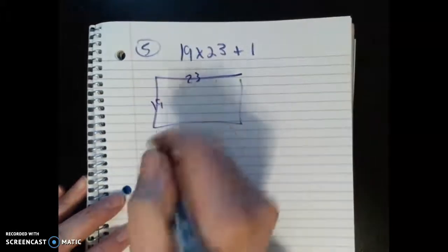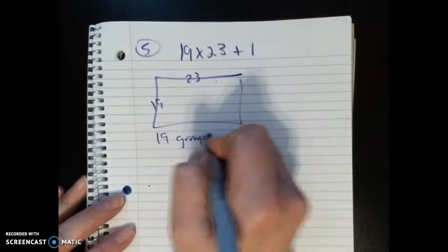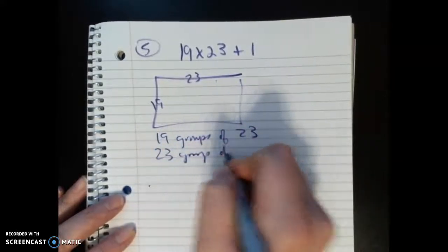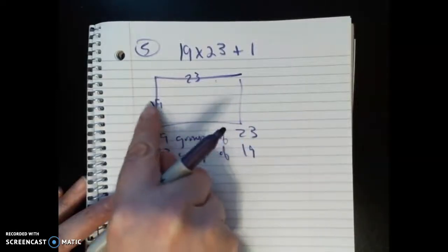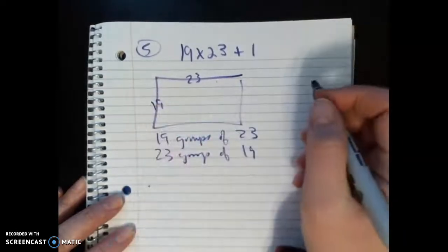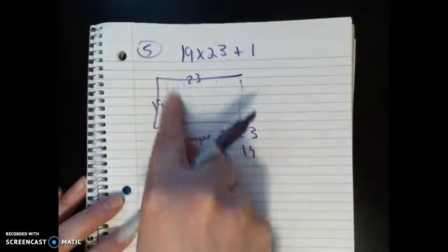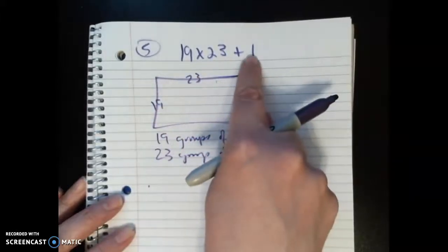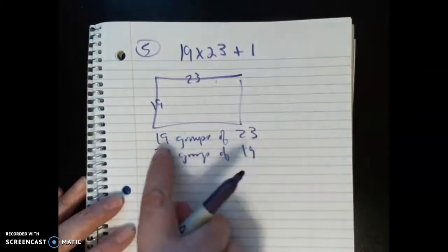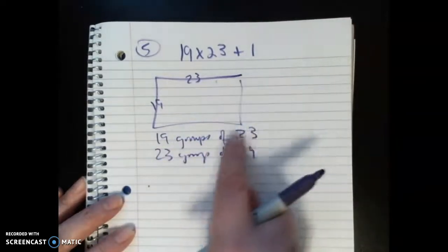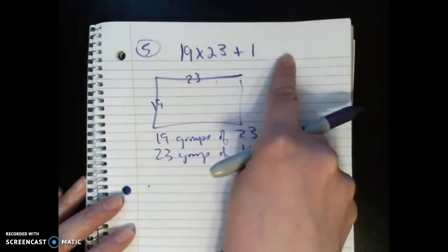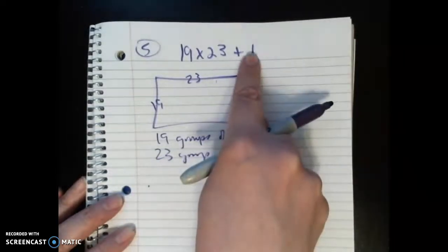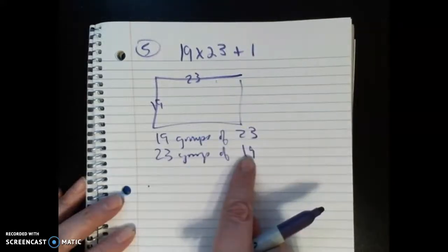But this is either 19 groups of 23, right? Or it's 23 groups of 19, right? So if I'm thinking of rows, I have 19 rows of 23, or I could say I have 23 columns of 19, going this way. And so this one extra is not enough to make another group if I have 19 groups of 23. I would need another 23. Or if I'm viewing it as 23 groups of 19, this is just one single extra. Again, I would need 19 to add another group.